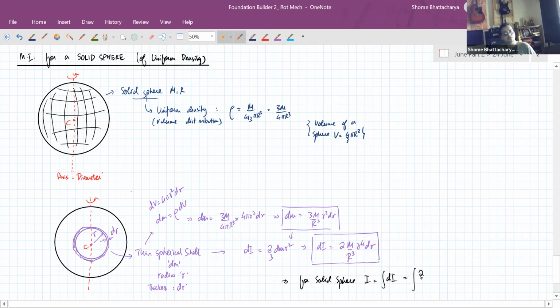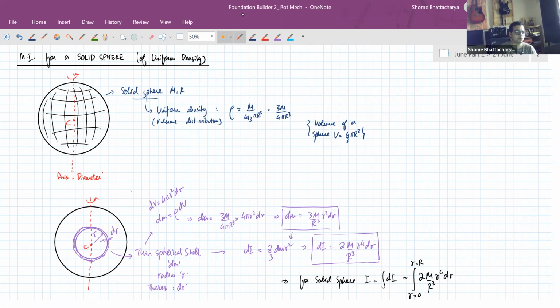So it is integration of 2 capital M upon R cube r to the power 4 dr from the smallest shell at the center, which is r equal to 0, like a dot, to the largest shell right at the outer surface of the sphere, capital R. And you can see everything except for small r is a constant. So there's a very easy integration at the end. It's an integration of r to the power 4 dr. So next step, you can just complete the integration and see what the answer will come for moment of inertia.